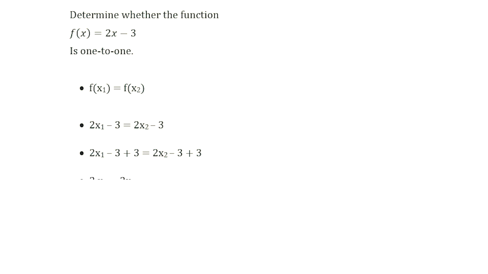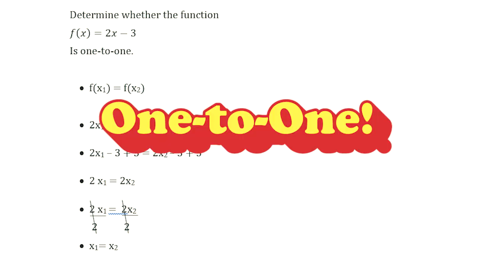And then we get 2x sub 1 is equal to 2x sub 2. And then we divide both sides by 2, finally ending up with x sub 1 is equal to x sub 2, proving that the function f of x is equal to 2x minus 3 is indeed 1 to 1.